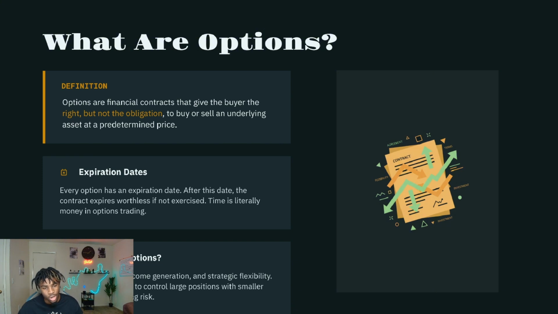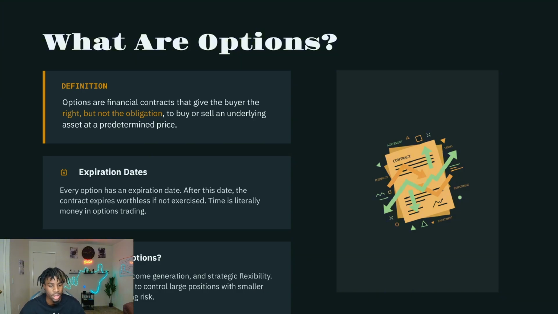Every option contract does not last forever. They're always going to have an expiration date, and within that expiration date you're going to be forced to sell, or if you're not selling, it's going to expire worthless. Why trade options? Leverage, hedging, income generation, and strategic flexibility.